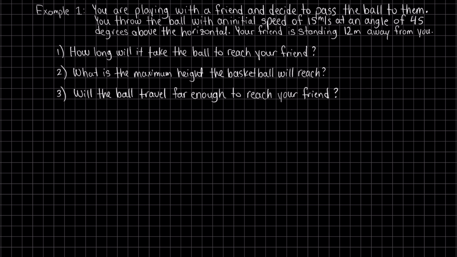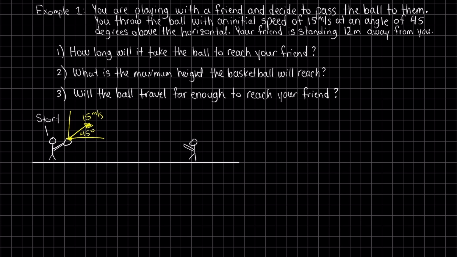The best first step is to always draw a picture. So let's imagine this scenario. So let's imagine we are here and we're tossing this basketball to a friend. So this is where we're at. So this is the starting point of the motion. We know that this basketball is going to be launched at a speed of 15 meters per second at an angle that is 45 degrees above the horizontal.